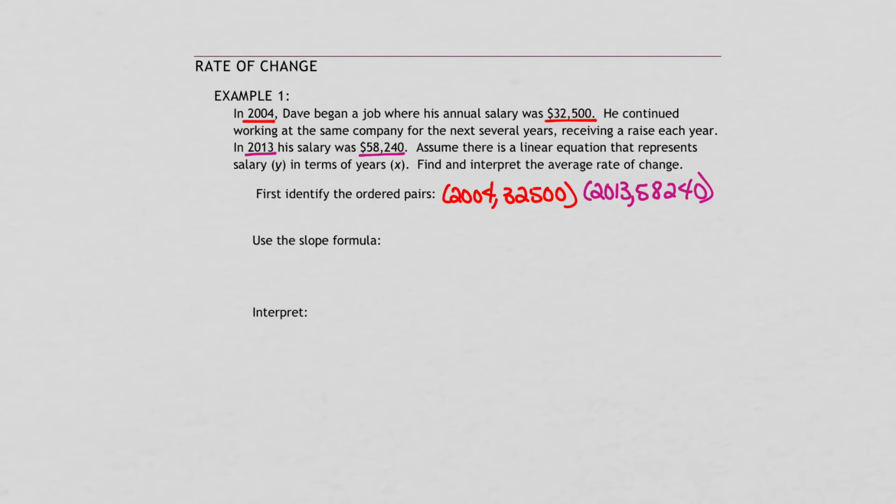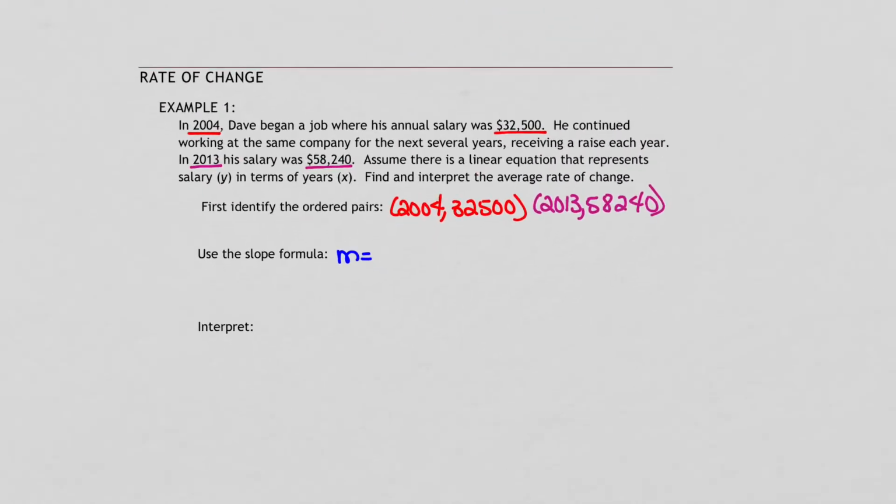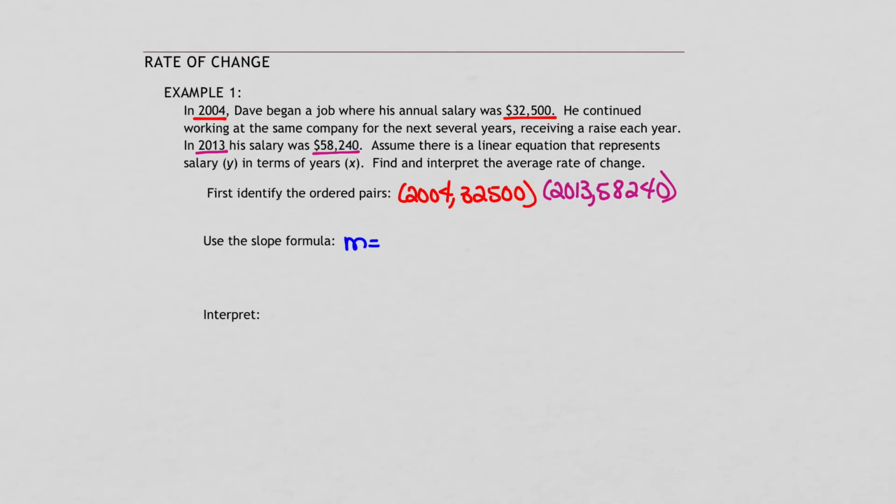It says to use the slope formula. So, the slope formula, if you'll remember, is y sub 2 minus y sub 1 over x sub 2 minus x sub 1. Now, I usually say this as subtract the y's over subtract the x's. It's the difference in the y's over the difference in the x's. You just have to be sure and start with the same point each time.